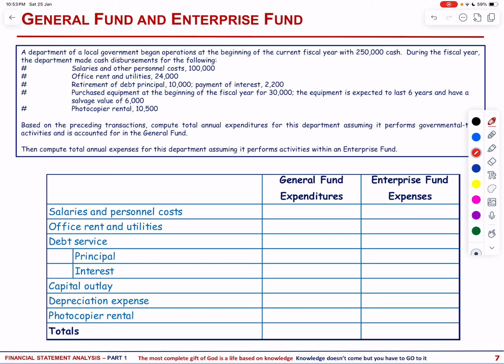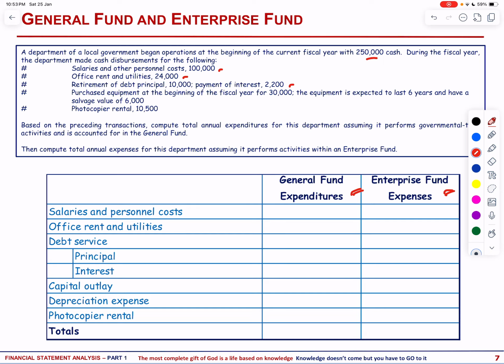Let us look into another exercise. This is a comparative computation of expenditures and expenses based on the same underlying transactions. As you can see, a department of a local government began operation at the beginning of the current fiscal year with 250,000 cash. During the fiscal year, the department made cash disbursements for the following: salaries and other personal costs 100,000, office rent and utilities 24,000, retirement of debt 10,000, payment of interest 2,200, purchased equipment at the beginning of the fiscal year for 30,000. The equipment is expected to last 6 years and have a salvage value of 6,000.